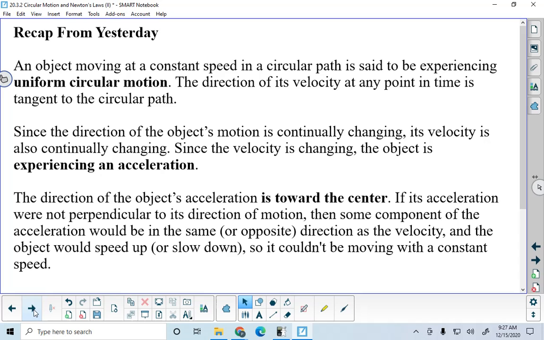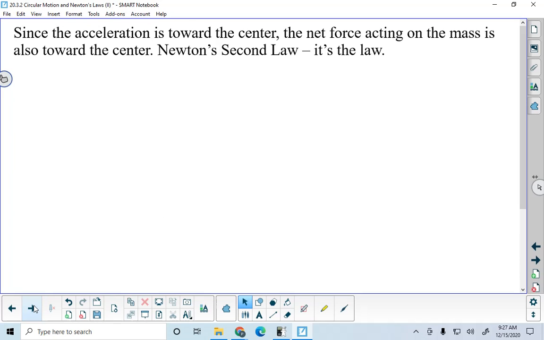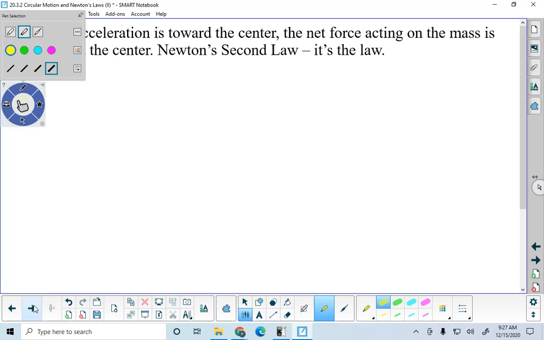Now, what about the force? Well, if the acceleration is towards the center, the net force is towards the center. And I'm not trying to be facetious here. I'm being absolutely serious. This is Newton's second law of motion. The net force is in the same direction as the acceleration. It's the law.